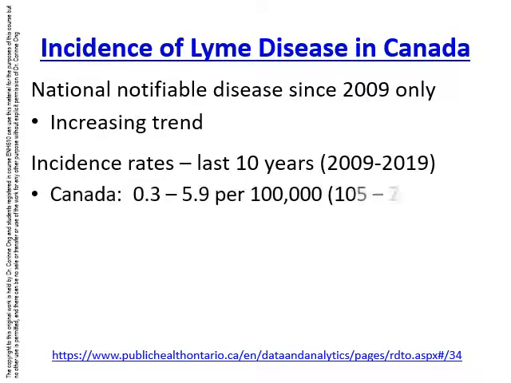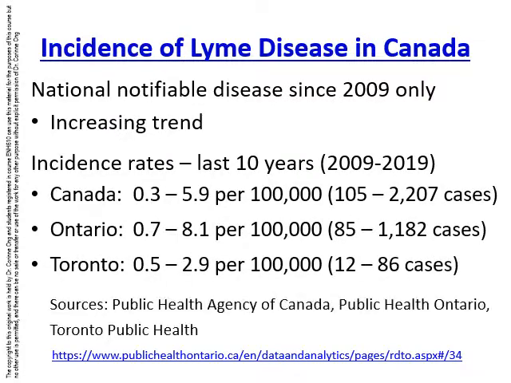Lyme disease recently became a national notifiable disease in 2009. Because of the increasing incidence rates in many parts of Canada and Ontario, it has become a major public health concern. Over the past decade, the incidence rates have ranged from 0.3 to 5.9 cases per 100,000 population in Canada, and 0.7 to 7.2 per 100,000 in Ontario.